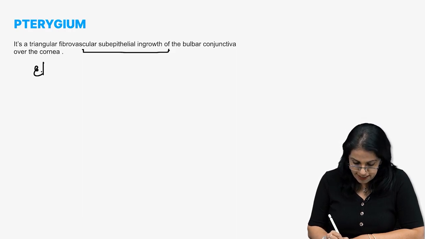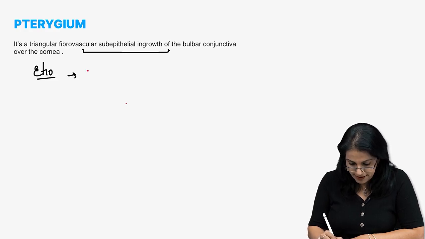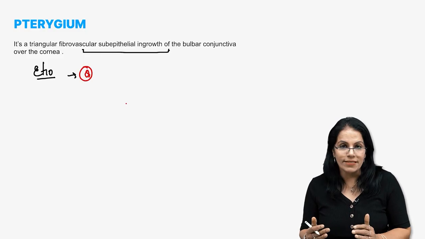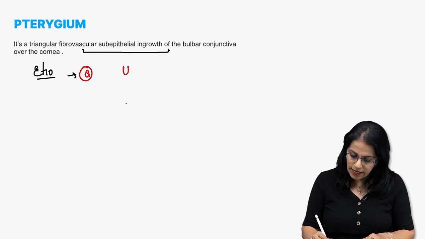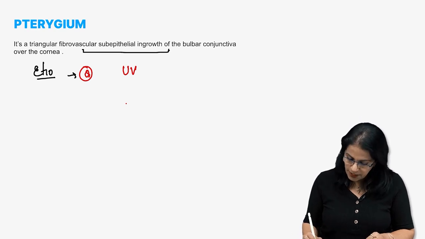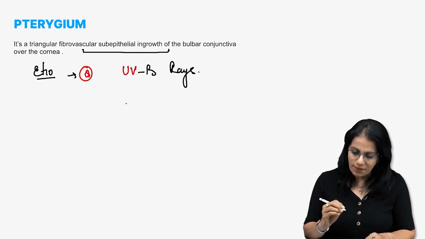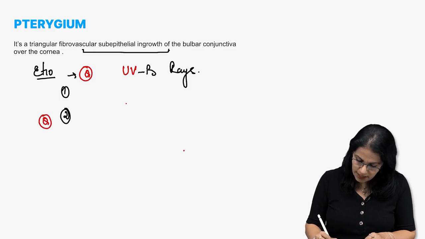Question of etiology first, and this is your exam question. What is the main etiology? Why is it happening? It's more common in tropical countries where there is exposure to ultraviolet rays. So this is mainly due to UV rays. They have asked you which UV. Is it UVA or UVB? So we all know we are talking about UVB rays. So this is number 1. Secondly, it is more common on which side? This is also an exam question. More common nasally.